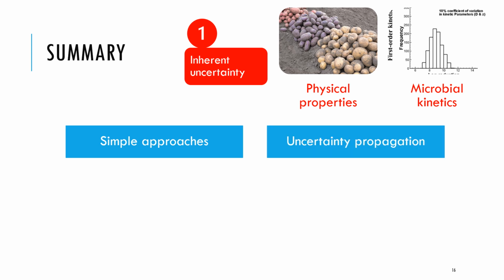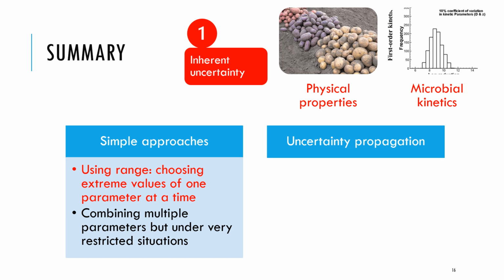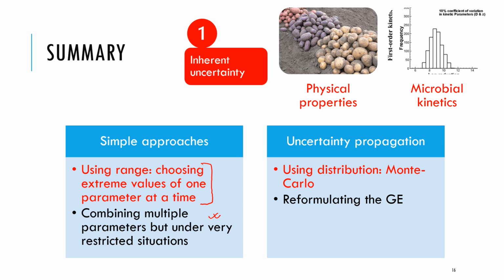So the simplest one is to run the model for the extreme values of parameters. So choose the extreme values, the red one being the easiest to do and more common one. You can also combine under restrictive situation. The other more comprehensive approach instead of range is to use a distribution and do Monte Carlo. And that is also common to be able to do. I have it in red because that's also something that quite often people end up doing.